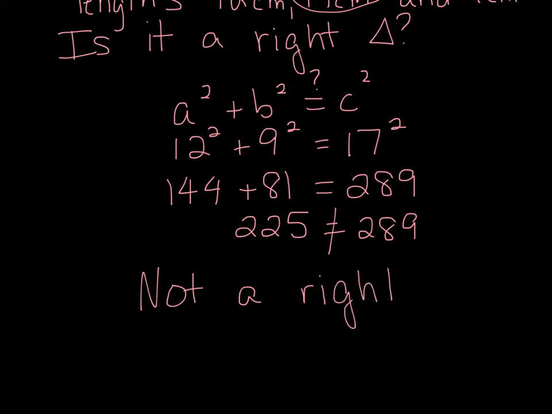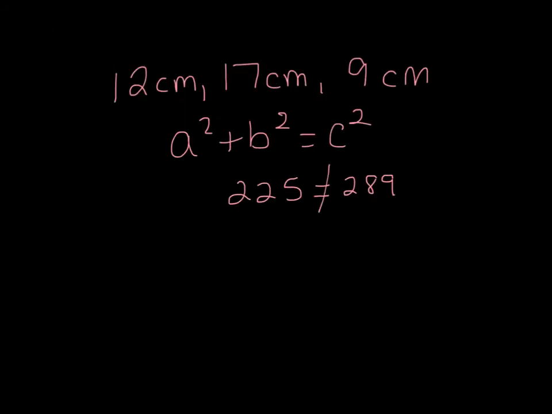But what can we tell about this triangle given the information that we know? Looking at this, we would be correct in stating that 225 is not equal to 289, it's less than 289. We can use the fact that 225, which is the sum of the squares of the legs, is going to be less than 289. We can use that to prove some more things about this triangle.